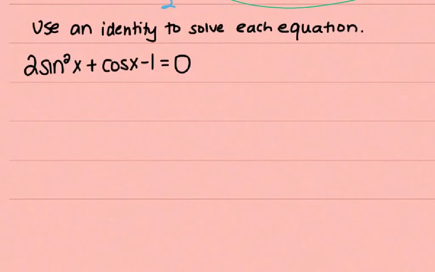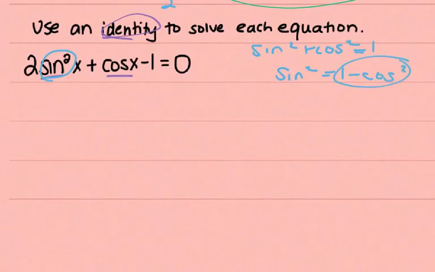This next example says to use an identity to solve the equation. 2 sine squared x plus cosine x minus 1. So the fact that it says identity is hinting to you to use your reference sheet. And then if I look, there's a sine and there's a cosine. So I've got to replace one so that they'd be the same functions. And since sine squared is in sine squared plus cosine squared equals 1, if I wanted to solve for sine squared, I would say that sine squared equals 1 minus cosine squared.